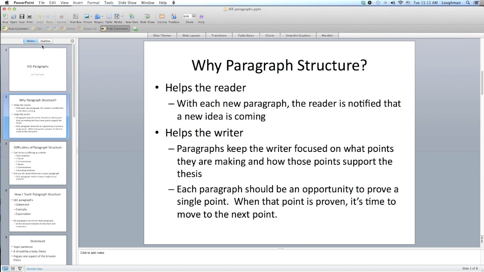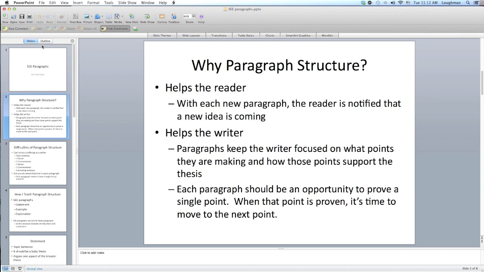All right. So every time the reader, and you should do this as you read, approaches a new paragraph, you should think in your mind, well, here's a new idea. All right. And that should help you organize the ideas, both as the reader and as a writer.